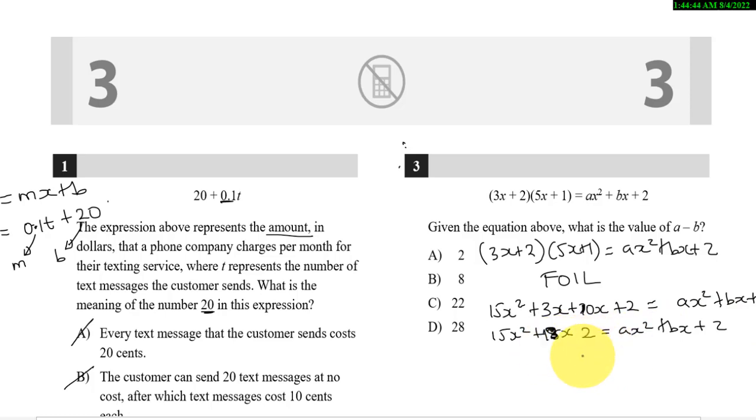So comparing the two equations on the left hand side and the right hand side, you realize that A is equal to 15 and B is equal to 13. So A minus B is 15 minus 13, which is equal to 2. So the answer is A.